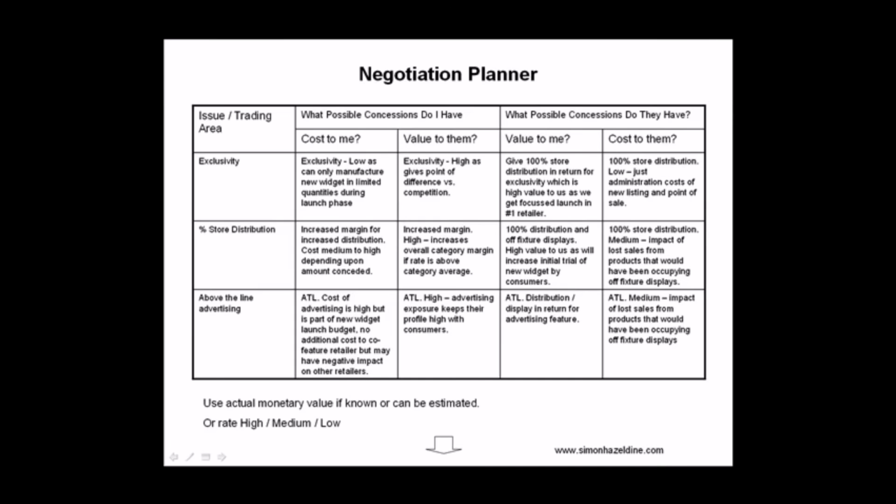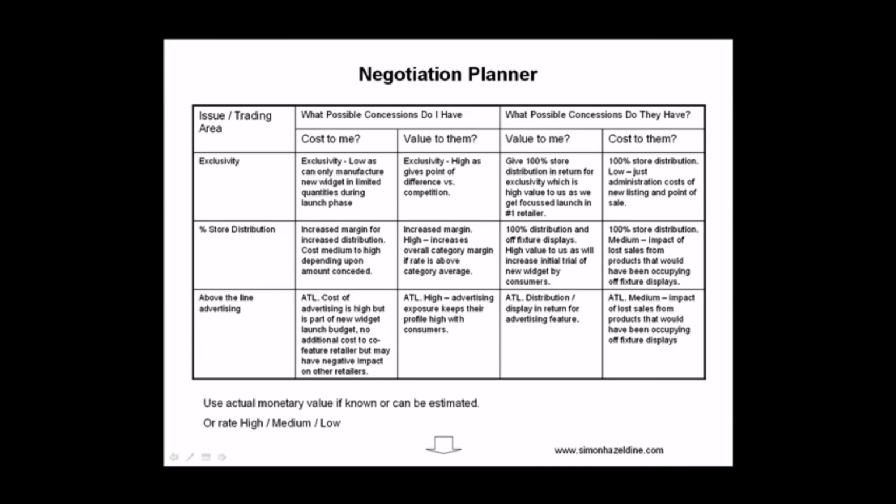Now they may value that really highly as it gives them free above the line advertising. And we could also use that to say, if you give us exclusivity and if you give us distribution and display, then we can include you in our above the line advertising campaign. That will be a relatively medium impact for them. The only impact on them will be lost sales from any products that would have been occupying, in this case, for example, the off-fixture displays.